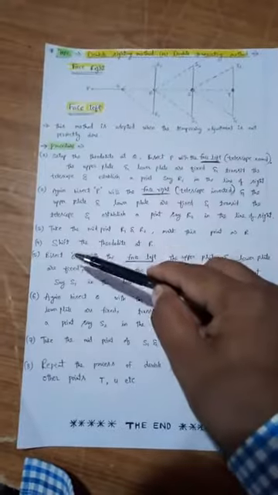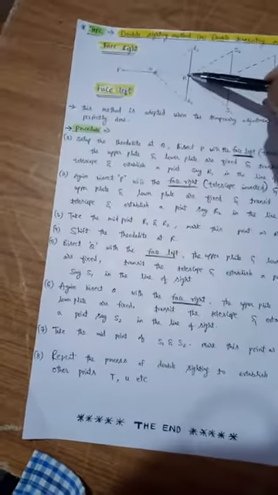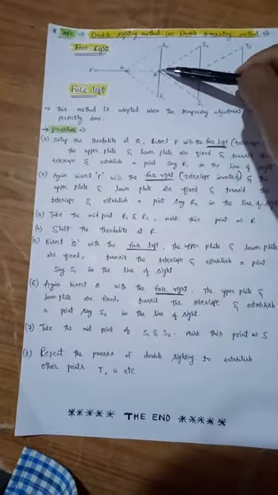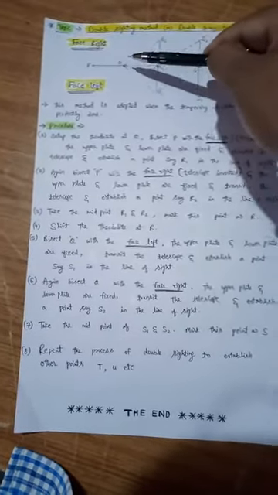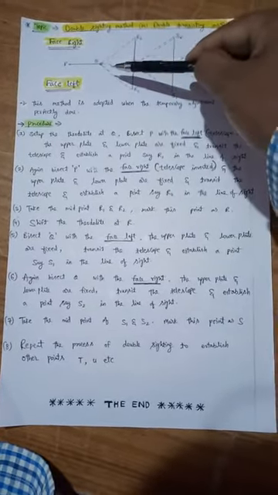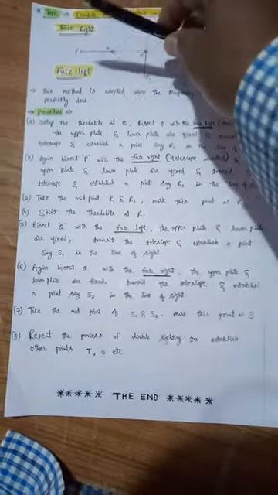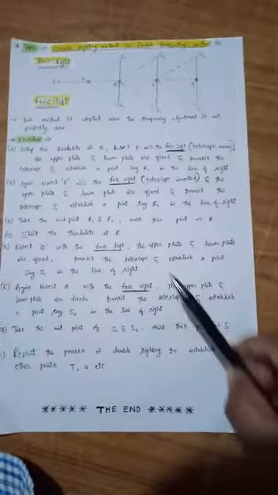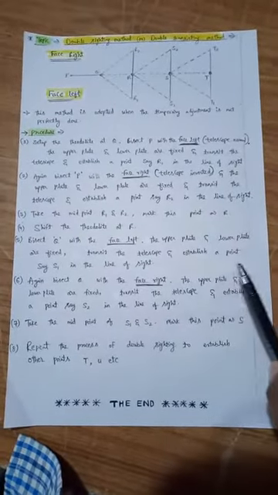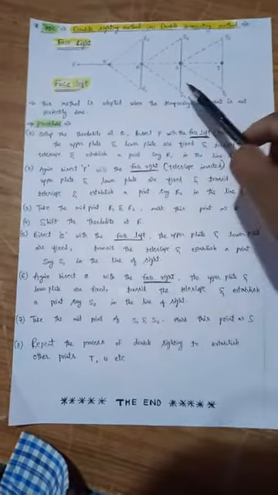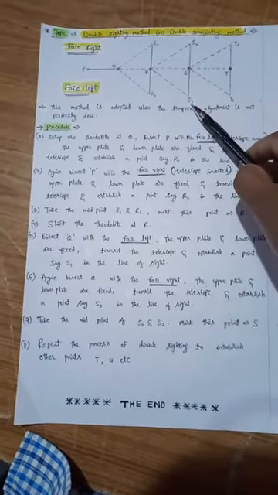Step number 4, shift the theodolite to R. So we are shifting. Bisect Q with the face left. Upper plate and lower plate are fixed, and transit the telescope and establish a point, say S1, in the line of sight.